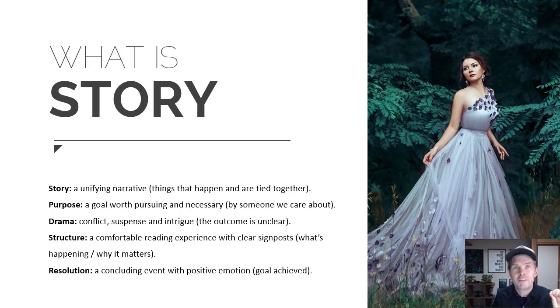Then the third one is drama. It has to have drama, which is conflict, suspense, and intrigue, which means the outcome is unclear. Readers will keep reading to find out what happens next. There also have to be stakes. There have to be risks and dangers that threaten the identity or the safety or the livelihood or something of your main characters so that they react.